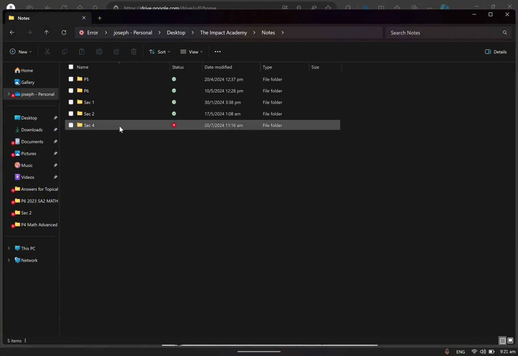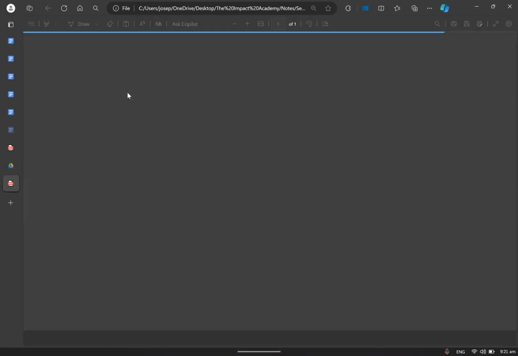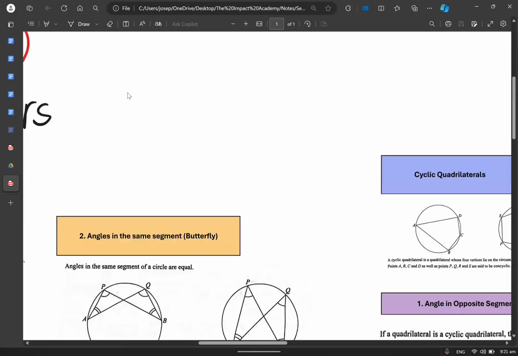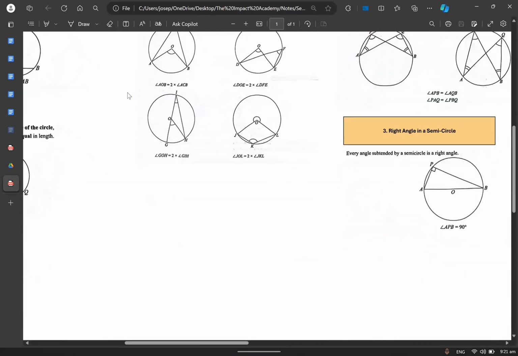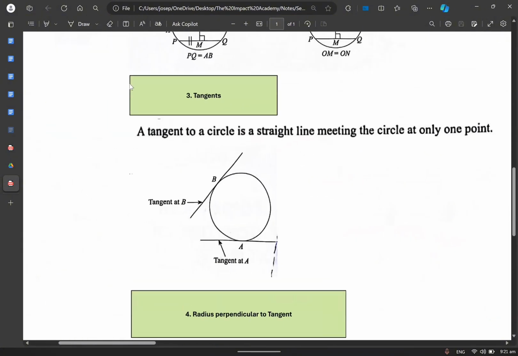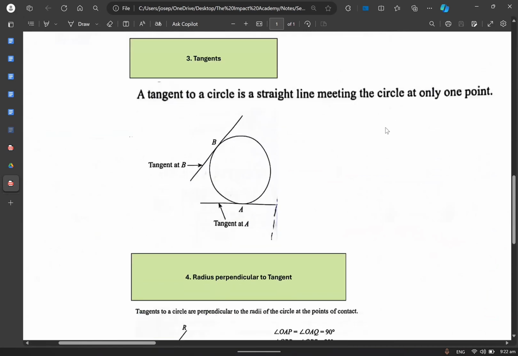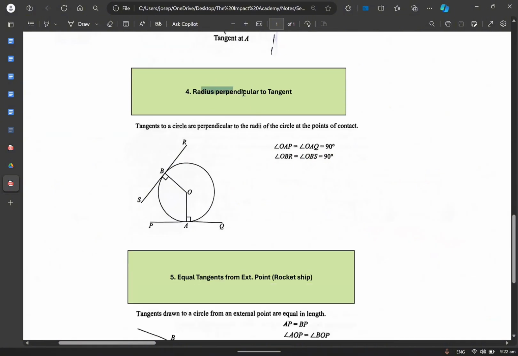If you have the notes, please pull them out and keep them as reference. Tangent to the circle. In my notes, I wrote it over here. A tangent to a circle is a straight line meeting the circle only at how many points? One point. Can it be two points? Cannot. And then we also learn that the radius is perpendicular to the tangent.